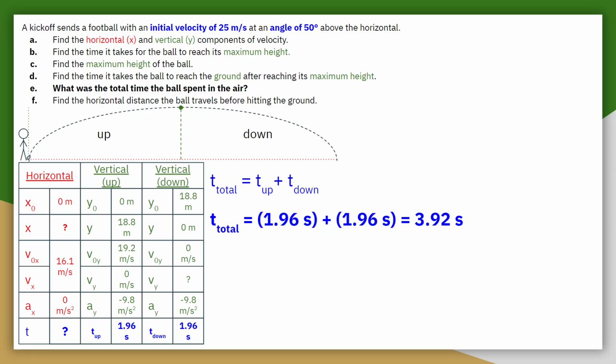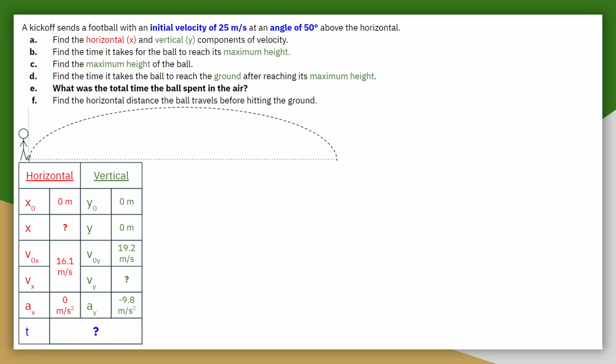But this is how we can figure out our total time. Just add up the two parts. Once again, had we chosen not to figure out the individual parts, we still could have figured out the total time. That's going back to that original list of vertical variables that we had populated back in part A. We can figure out time using the same equation we used to figure out the time for the second half of the ball's journey.